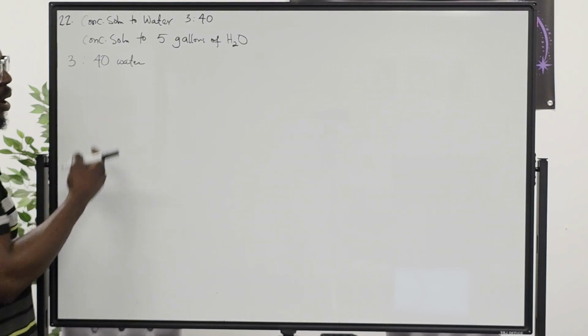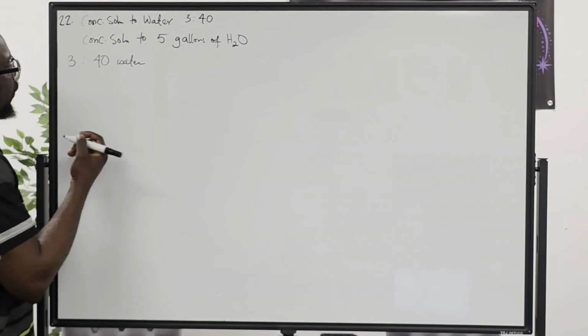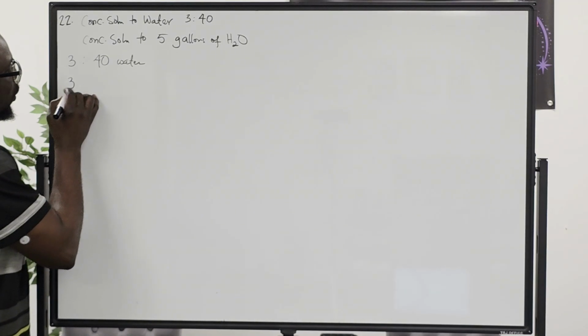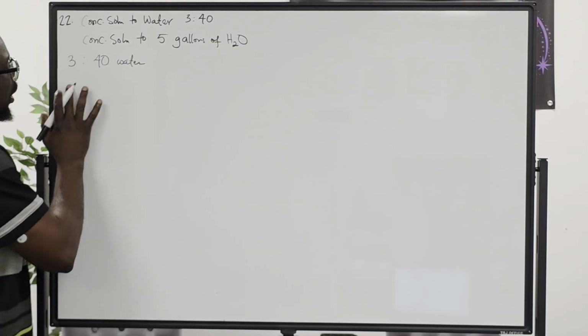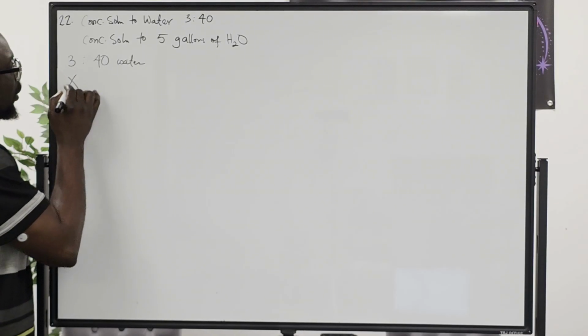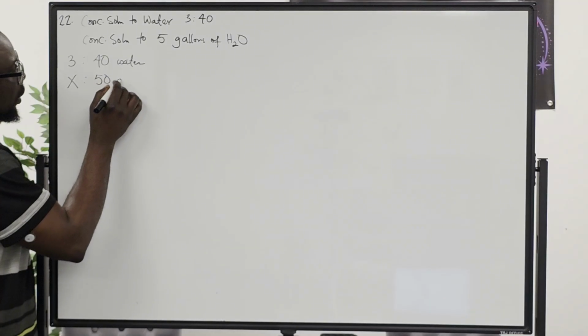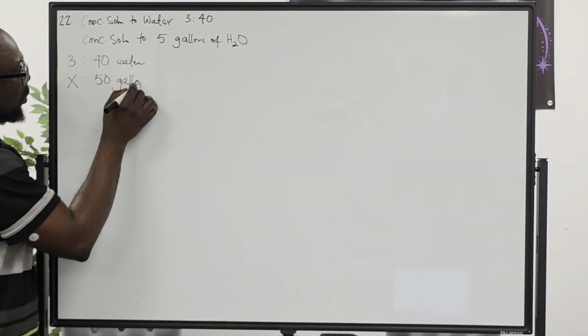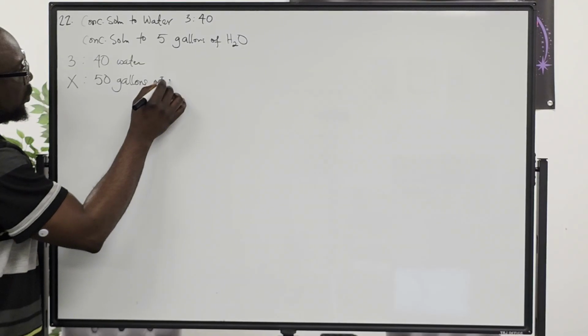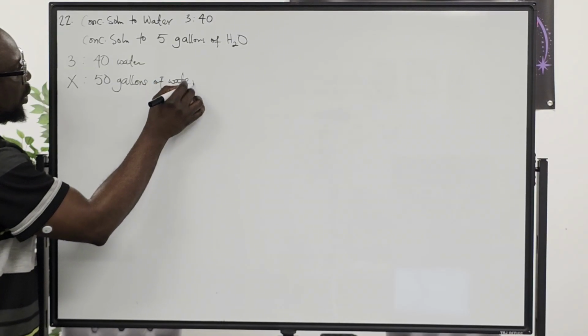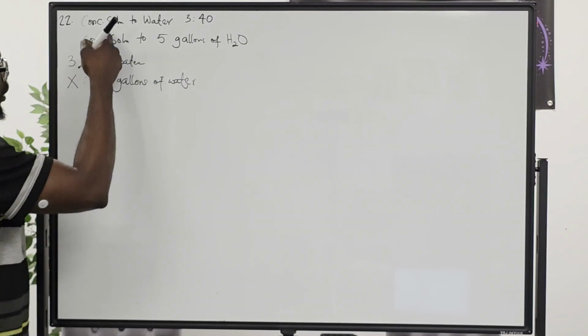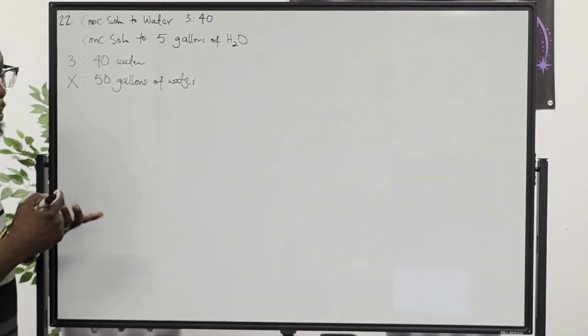So this is in cups. Now they're asking for how many cups of concentrated solution, I'm going to use that as X, if I have 50 gallons of water. So that's how you interpret this question. They're looking for the concentrated solution amount.